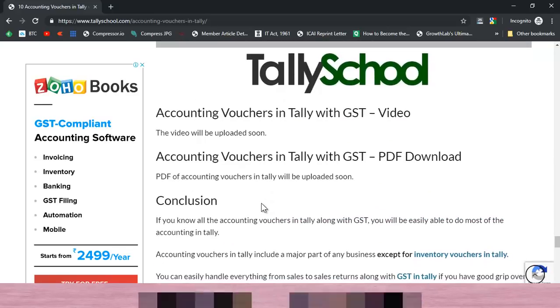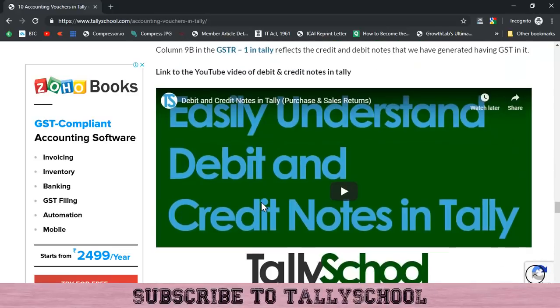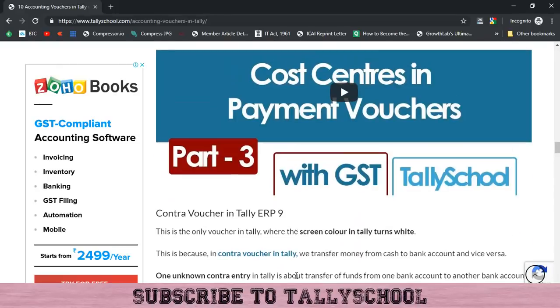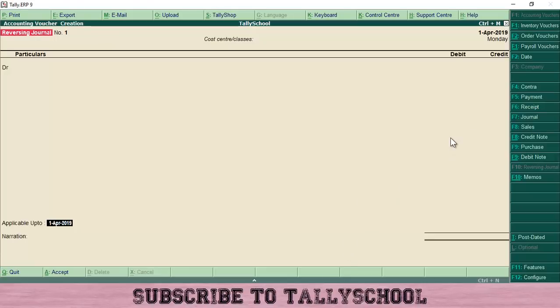So this is it. This is for the 10 accounting vouchers. We have covered 10 different accounting vouchers. Let's go in Tally and see what they were. The first one we have seen was sales and purchase. Then after that we saw payment and receipt, 4 vouchers. Then we saw contra and journal, 6 vouchers. And then we saw credit note and debit note, 8 vouchers, and then at last we saw reversing journal and memorandum vouchers. Total 10 vouchers in Tally, and we can use all of them with cost centers and with GST wherever GST is applicable in any transaction. So these are the 10 accounting vouchers.